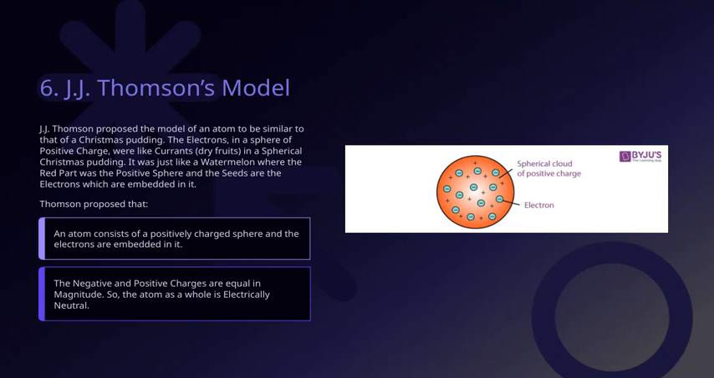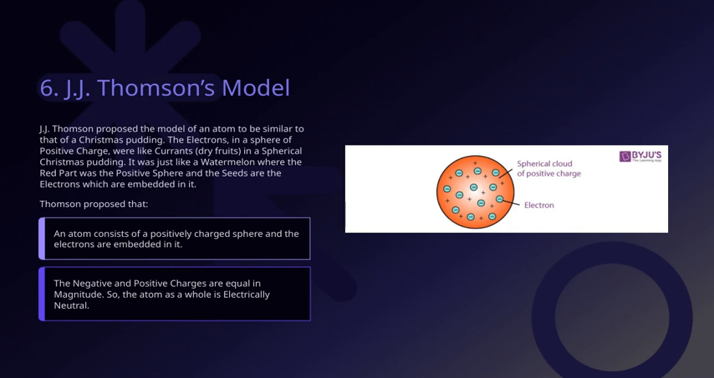So here we see J.J. Thomson's model of the atom, which he compared to a Christmas pudding. Imagine a sphere of positive charge. This is the pudding, and embedded within it are the electrons, which he likened to currants or dry fruits in the pudding. To help visualize this, think of a watermelon. The red part is the positive charge, and the tiny seeds inside are the electrons.